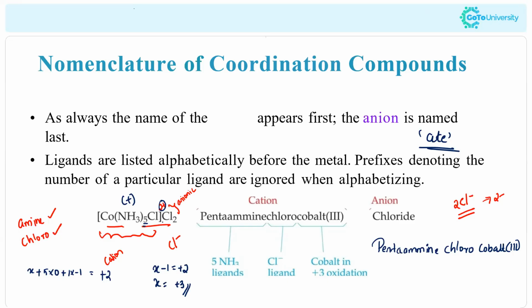Now we are moving to the anionic part. The anionic part is chlorine. If it is a halogen, we won't write it as chlorine. We will write it as chloride as usual. So the name will be pentaammine chloro cobalt 3 chloride. This is how we name the coordination compound. So this is the first thing that we have to remember here.